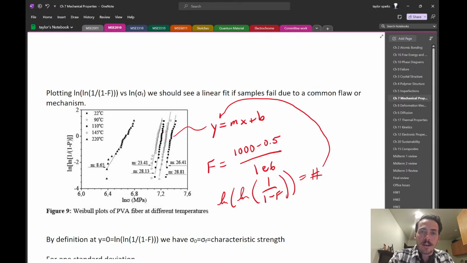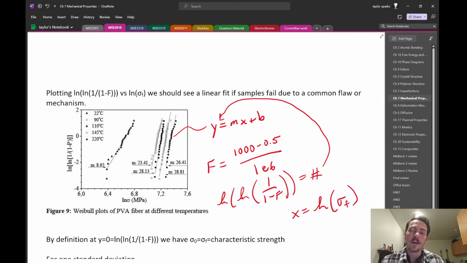You then would plug that into your y in this y equals mx plus b. And since you are given the value of m and b from the fitting, you can solve for x. And then all you have to remember is that x itself is equal to the natural log of the failure criteria. So to get the actual value at which it fails, you just take the exponential of x, and that will tell you some sort of stress at which this thing failed. That's the typical type of question that you'll see with a Weibull modulus.